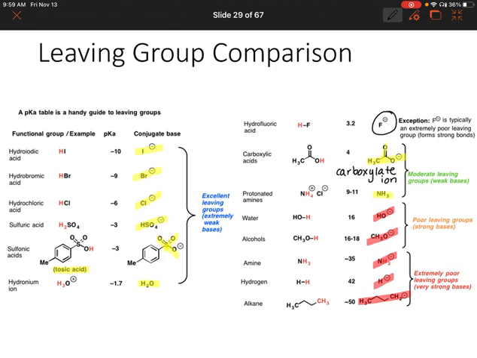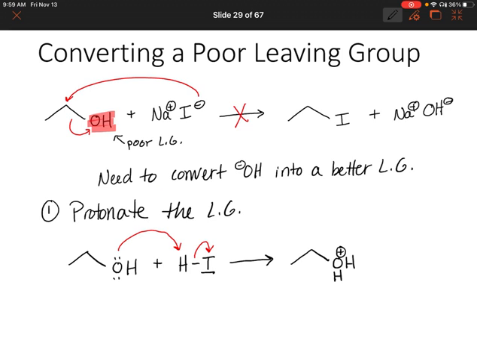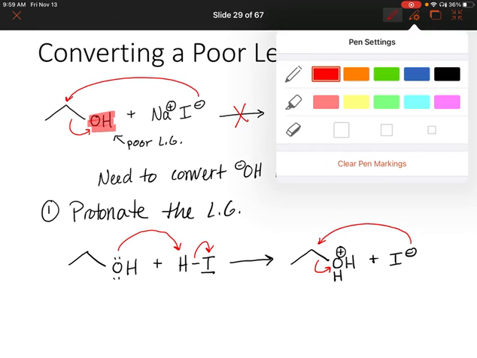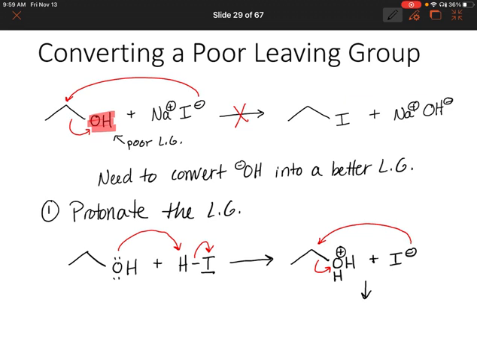So remember on the last slide, we said that water was an excellent leaving group. And then we also have I minus, and now that iodide can act as a nucleophile and attack the carbon next to the leaving group, and then the leaving group will leave. So now we get our alkyl halide that we wanted to form, and our other product is water.